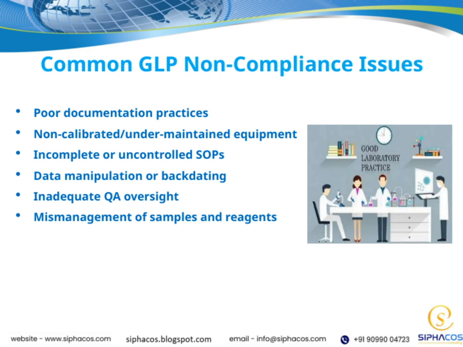Incomplete or uncontrolled SOPs, or standard operating procedures, also pose a risk because they can result in inconsistent procedures and data collection. Data manipulation or backdating is a serious violation. It's critical to maintain data integrity at all times. Inadequate quality assurance oversight can allow issues to go unnoticed, so robust QA processes are essential for compliance. And finally, mismanagement of samples and reagents can compromise the entire study, leading to questionable results.